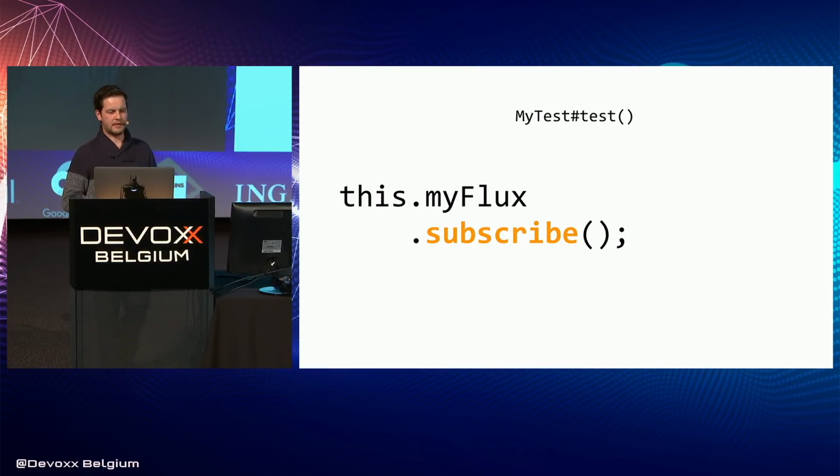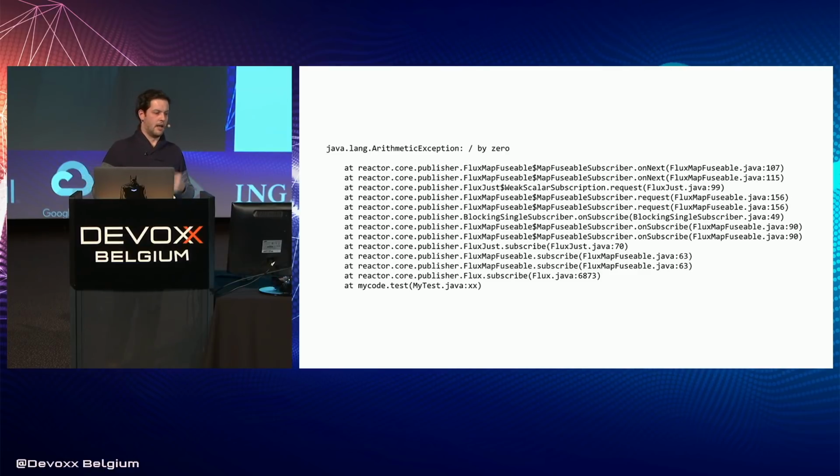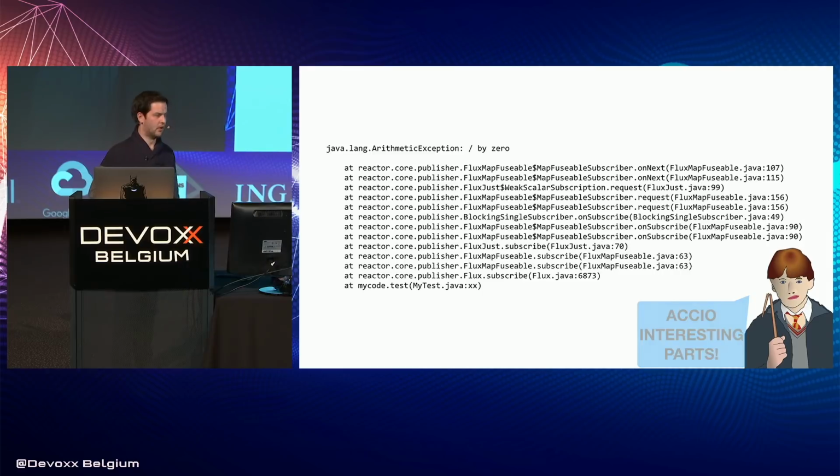So that's interesting, because since all of this is happening in an asynchronous way, what would you see in a stack trace if there was an error? Would you see a trace of that init block where the Flux was instantiated, or would you see something else? Actually, you would see something like that. Okay, well, it's a big stack trace. Let's try to get the interesting parts.